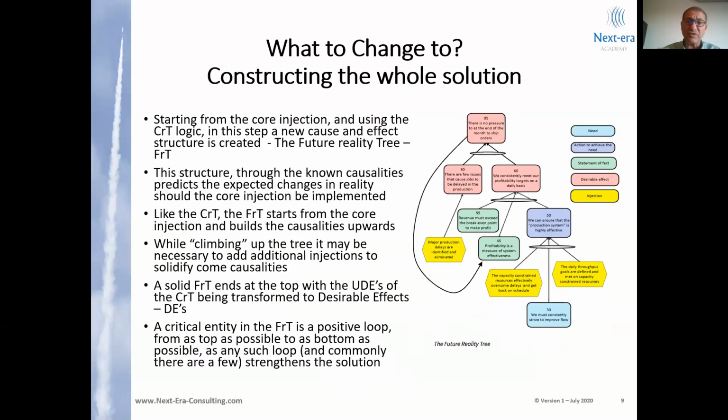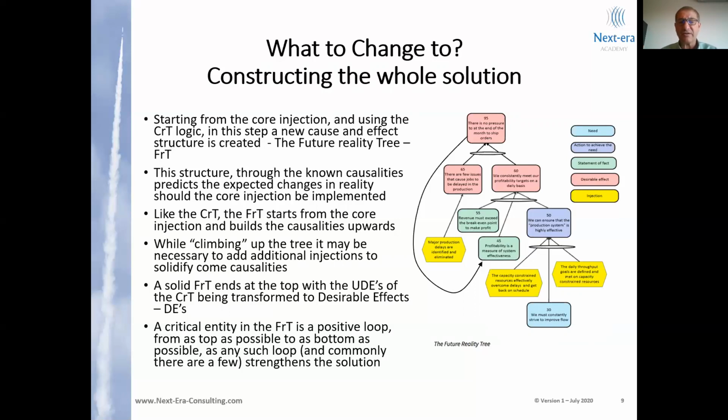Once we have this direction of the solution, we have the core injection, we need to go to the next step, and luckily, we have created a current reality tree. We have verbalized and constructed the causalities that govern the current performance of the company. So what we will do now, we will use the same exact cause and effect logic, but we will start from the core injection, and we will build upwards using the same causalities. And if we are correct, the same logic will flip the undesirable effects and will convert them to desirable effects. It will not eliminate them.